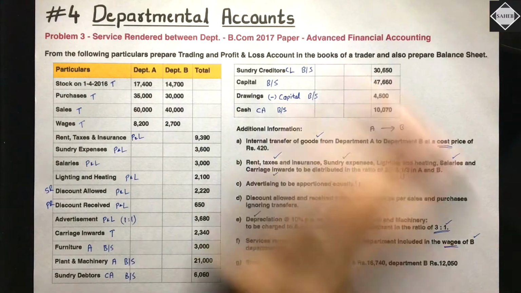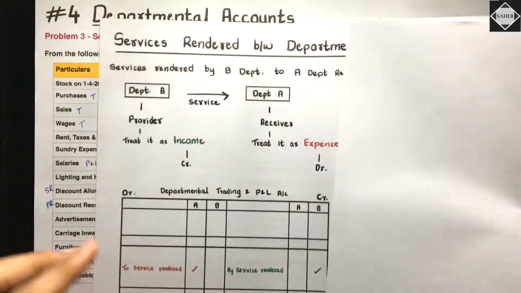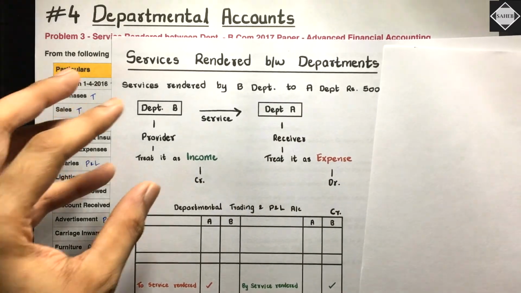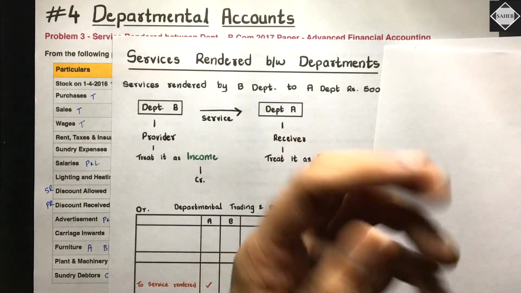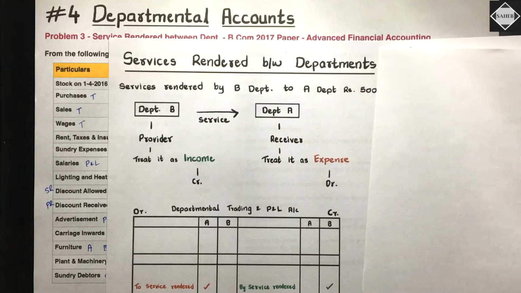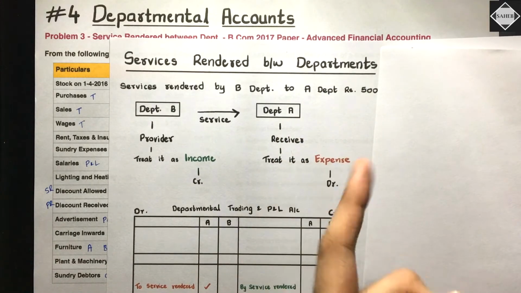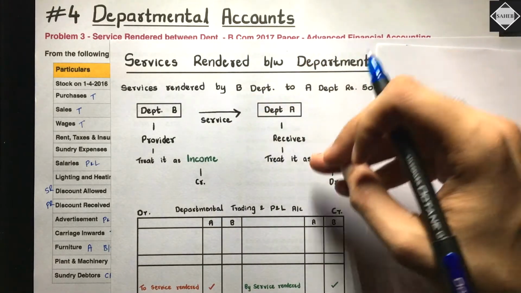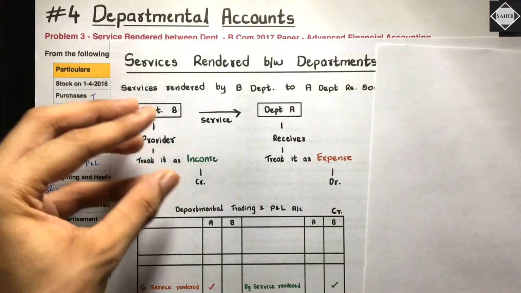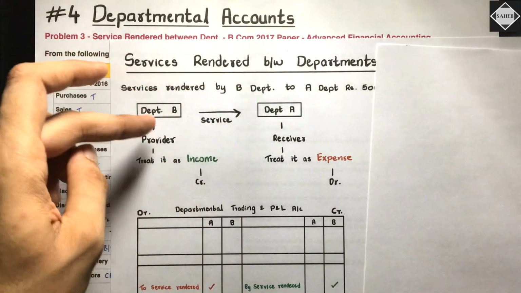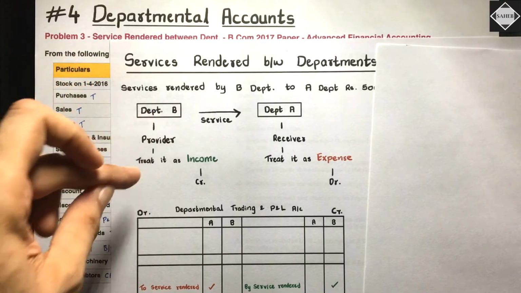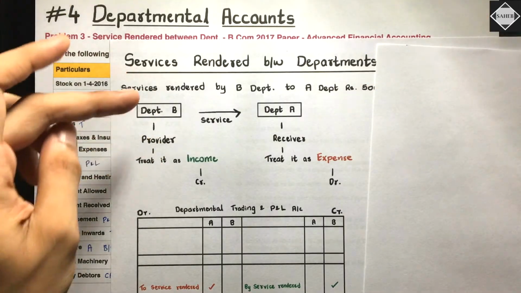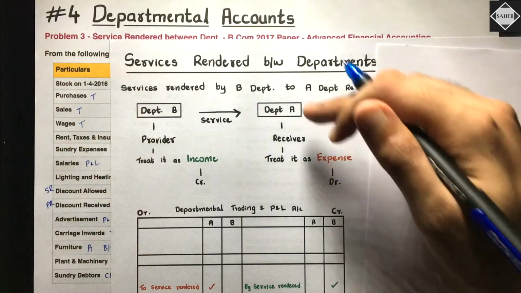Let's just say, for example, it is not included in the wages. Then how does it happen? Service rendered by department B to department A, let's just say rupees 500. Department B is the provider of the service. Department A is receiving the service. Understand properly. For department A, it is an expense because they have got the service, they have got the benefit, and it is an expense for them. But these people have provided the service, so they will get the money. For them, it is an income. So for the provider it's income, and for the receiver it's an expense.